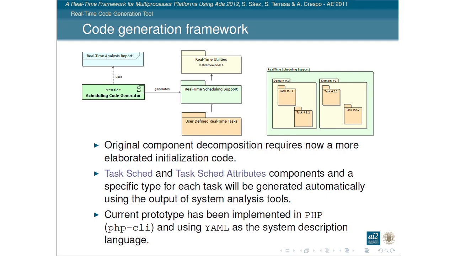Okay, and finally, an introduction to the real-time code generation. All of this is more complex from the point of view of initialization code, because there are more components to be composed. So the idea is to use a scheduling code generator that builds a number of packages to support real-time scheduling for a given application, on top of the real-time utilities.